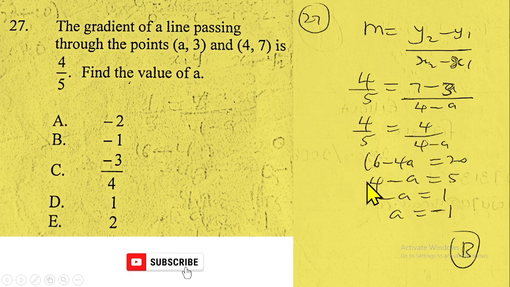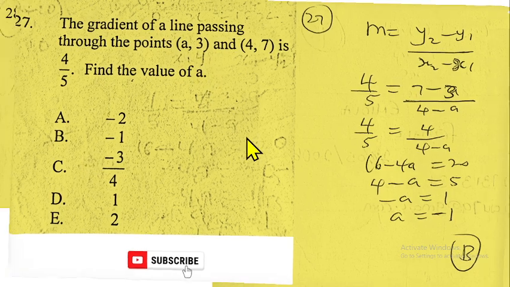Collect like terms from there. Or better still, 4 is common to everything, so you can divide through by 4. In dividing through by 4, we have 4 minus a equals 5. Collect like terms. That will give us minus a equals 5 minus 4, which is 1. So technically, a will be -1. So option D is the correct option for question number 27.